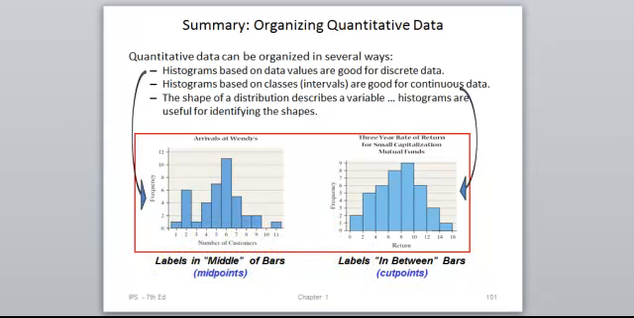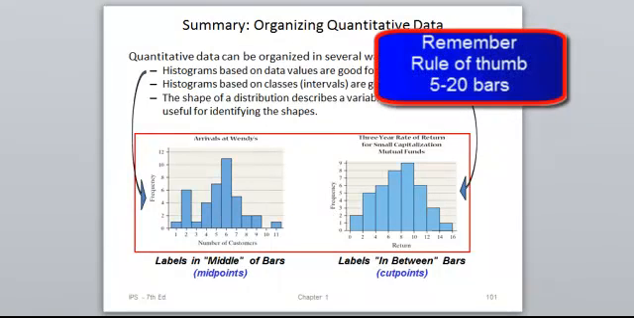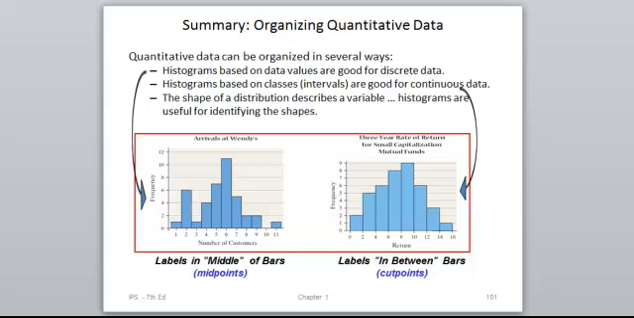Now the shape of the distribution describes a variable. Histograms are very useful for identifying the shapes. But remember, the histogram is not unique. Depending on the range and the number of classes that we use, the shape of the histogram can change. That's why we try to get the right number of bars. Between 5 and 20 bars is usually a good rule of thumb. Generally, the number of bars we want to use is somewhere near the square root of the sample size. We try to get a number that has factors so that we can have bars between 5 and 20.